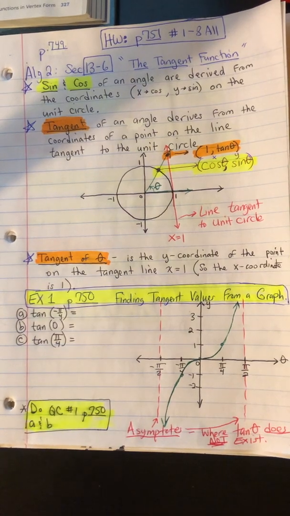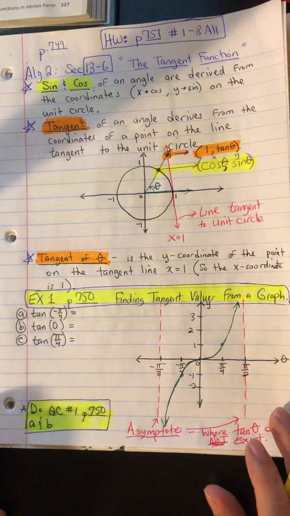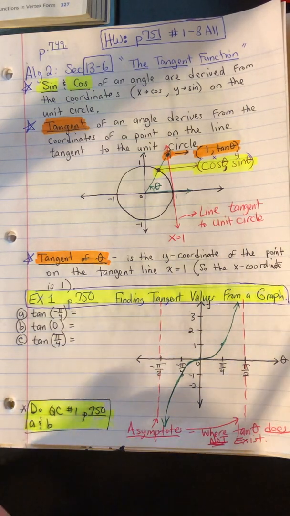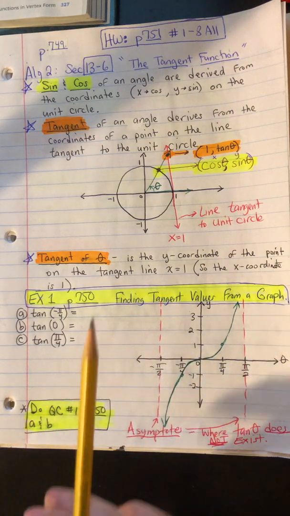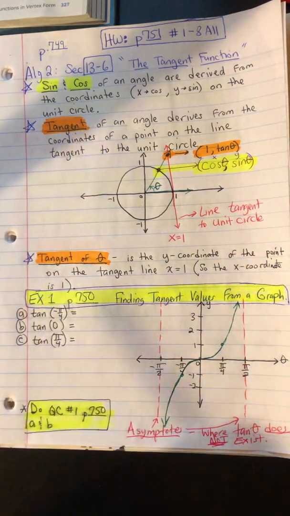Go. We're almost to the end, guys. This is section 13-6, the tangent function. So we talked about the sine function and the cosine function. Now the tangent function. These are the three main trigonometrical functions that we're going to be talking about.